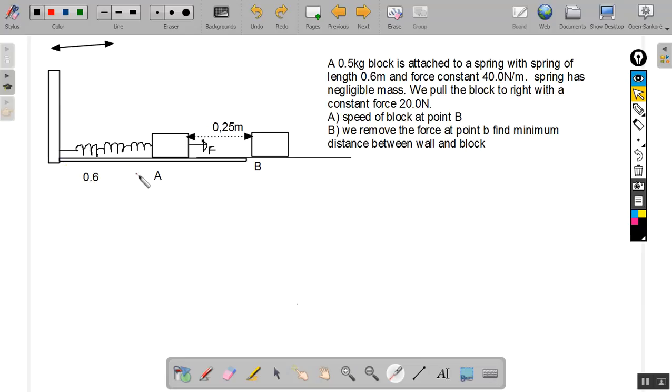We apply a constant force to the right, and this force is 20 newton. We have to find the speed of this 0.5 kg block when it reaches this point. That is the first question. The second question: when the block reaches here, we remove this force. We have to find the minimum distance between the wall and the block.